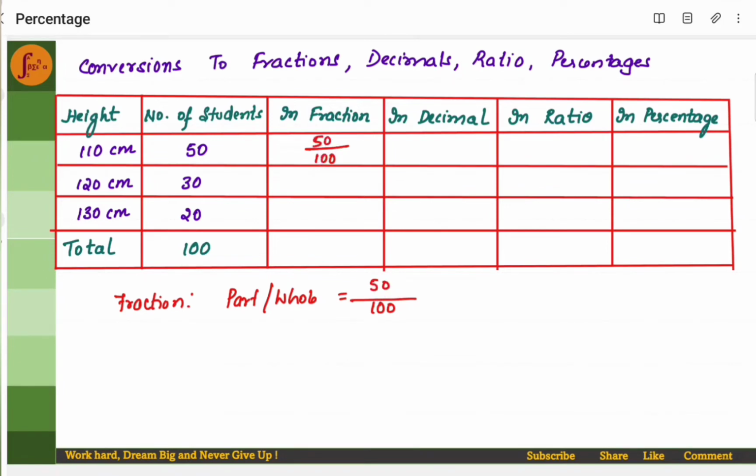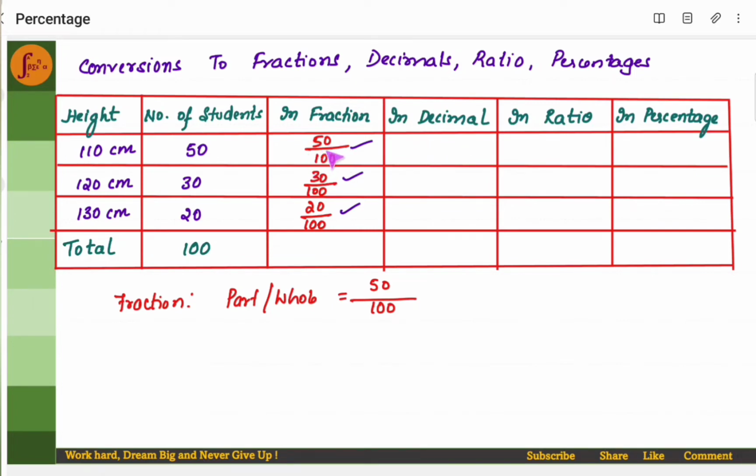So this is going to be 50 out of 100, right? Similarly, the second one, 30 students out of 100. Third one, 20 students out of 100. So we've got all these three in fraction. Now we'll write the same thing in decimal. How do we write the same thing in decimal?